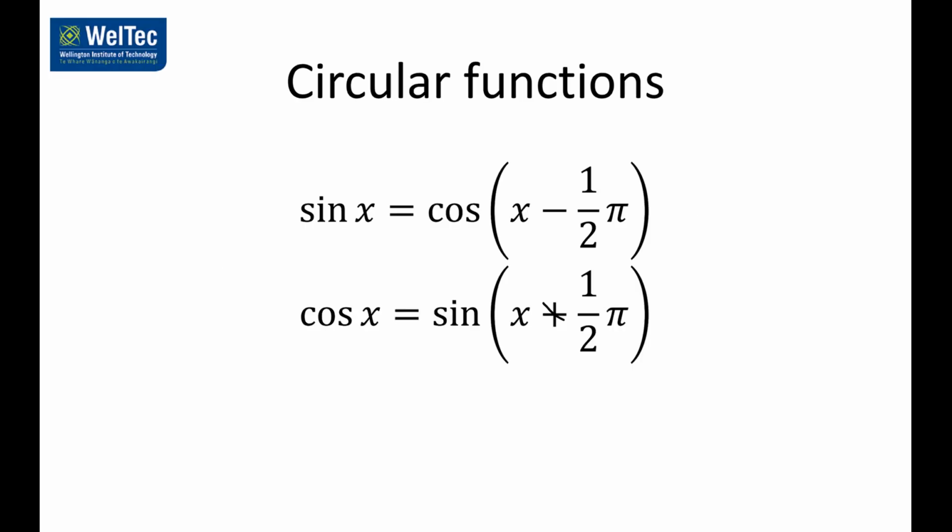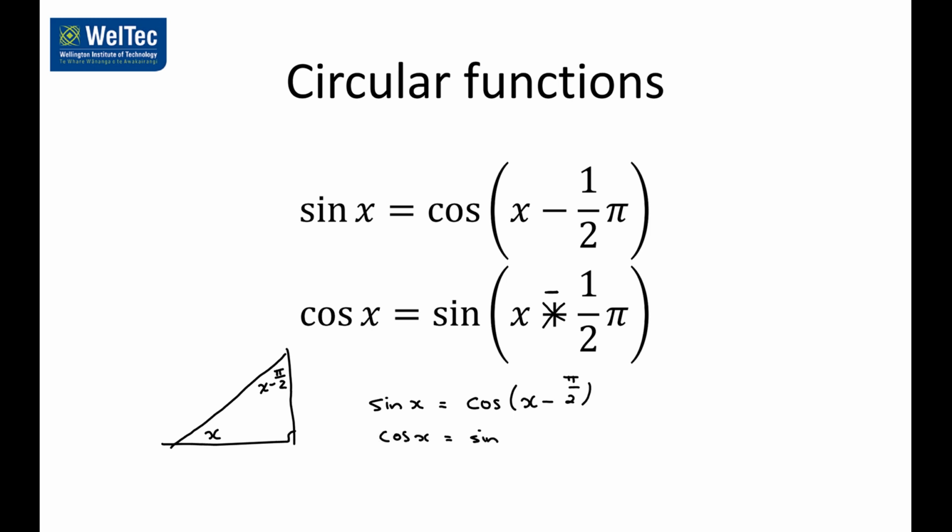Just a couple of things to remember. That shouldn't say plus, that should say minus. If we've got a right angle triangle, we've got x there, then the angle at the top would be x minus pi by 2. So the sine of x is going to be equal to the cosine of x minus pi by 2. And the cosine of x would be equal to the sine of x minus pi by 2.